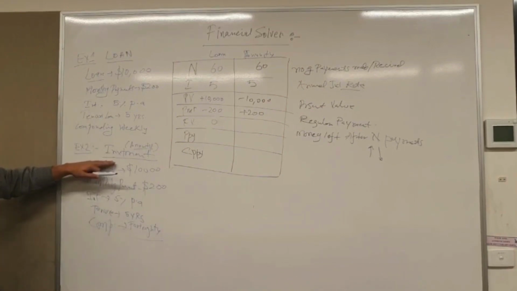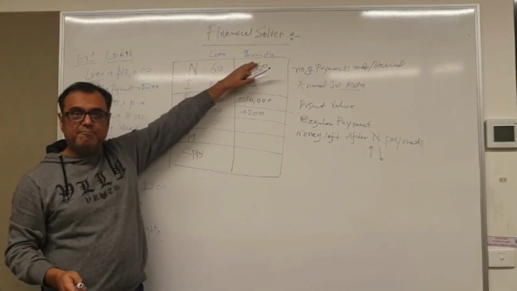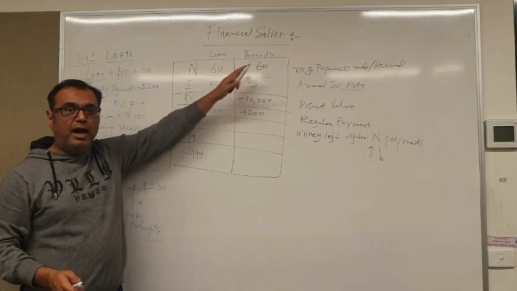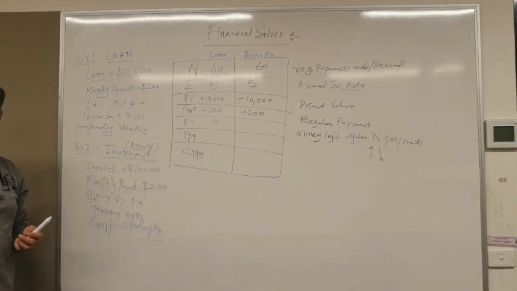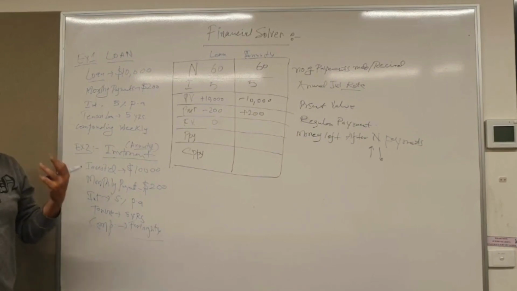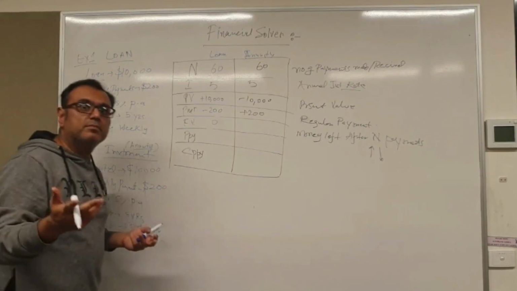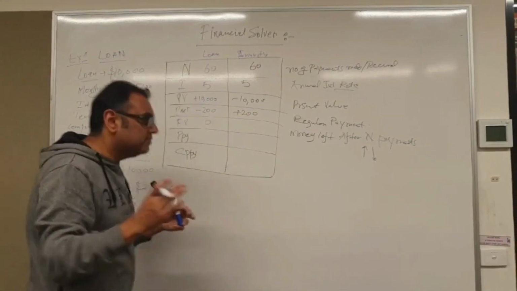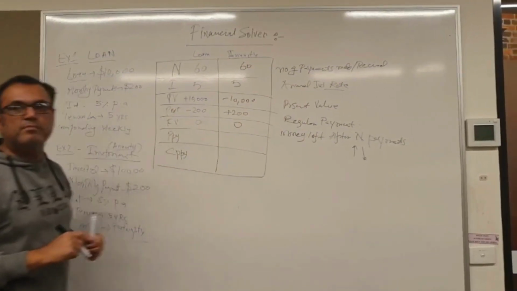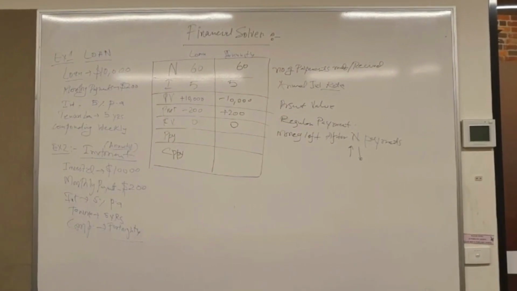For annuity, after 60 payments have been done, how much is still left to be received? 0. Right?